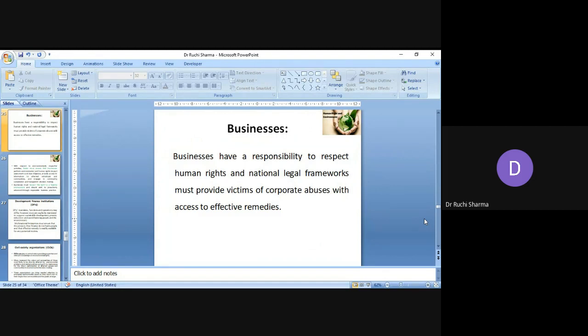Do business organizations have a role to play? Yes, they do have a major role to play because they have the responsibility to respect human rights when they are doing business. It is not just about selling products, but they also need to focus on the kind of activities in which they are involved. It should be environment friendly and their products should promote the use of environment friendly approaches.